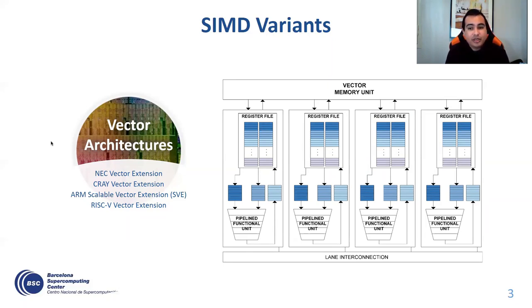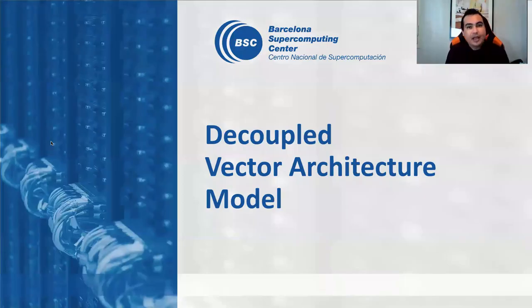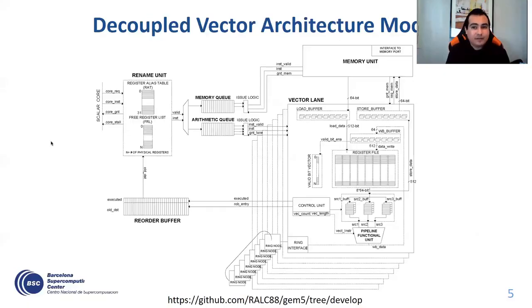For vector architectures, we have the well-known vector extensions for NEC and CRAY, and also the new vector extensions, RISC-V and RISC-V vector extension, which are also considered part of the return of the vectors. Okay, well, now the coupled vector architecture model implemented in gem5. Here we can see the model implemented in gem5, where most of the modules can be configured.